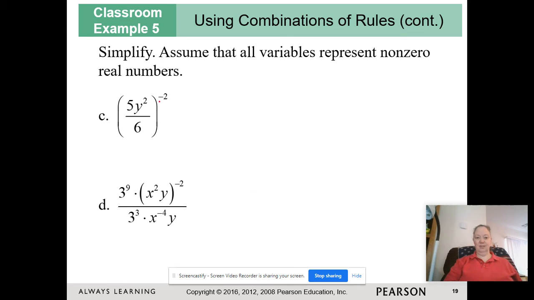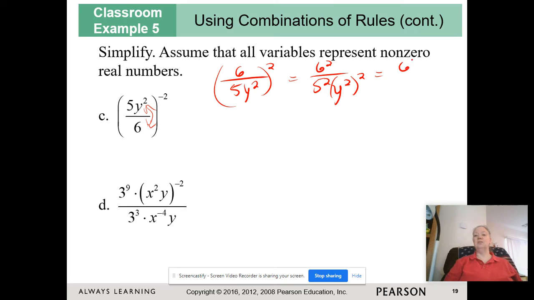All right, we've got this power, but it is negative. So let's make it positive first. So we're going to take the reciprocal of this fraction right here. So 6, 5y squared to the positive 2. We're going to use the power rule. So 6 squared, 5 squared, y squared, squared, which is 25y to the 4th. I probably could have simplified the 6 and the 5, sorry.